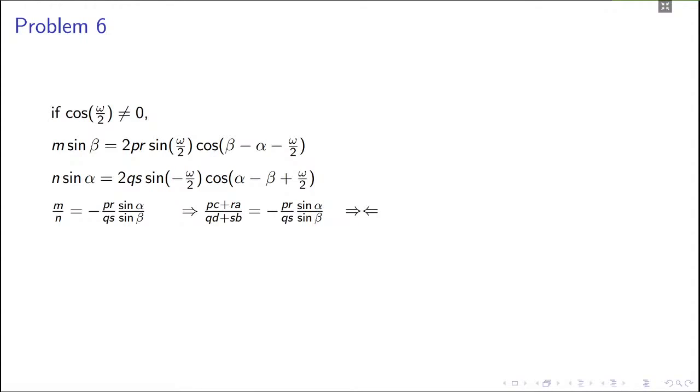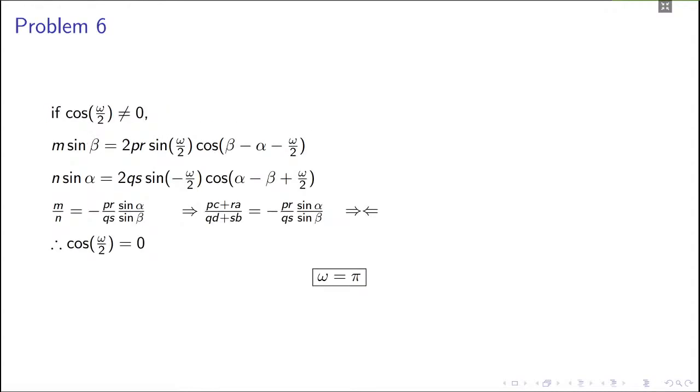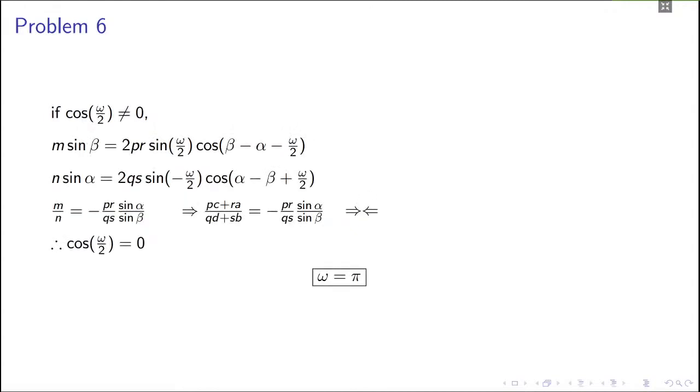So this is a contradiction, which basically means that cos omega by 2 has to be 0, and that means omega has to be pi. All right, so this was a very simple problem, and when it was shown to me, people said that this is the hardest problem they have ever seen or something like that. I don't think this is the case. The problem is fairly straightforward.